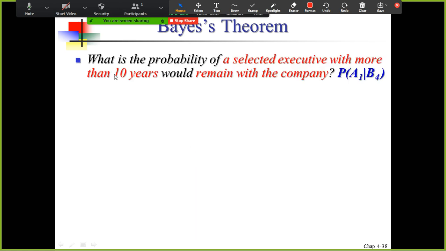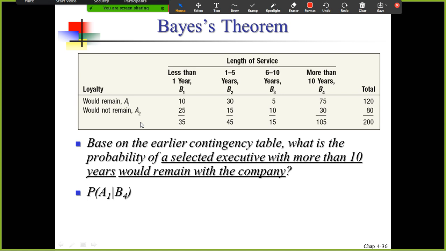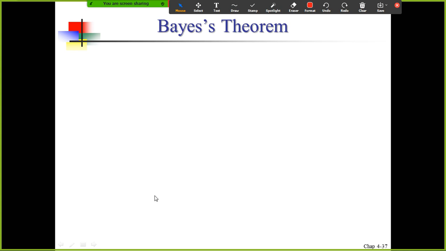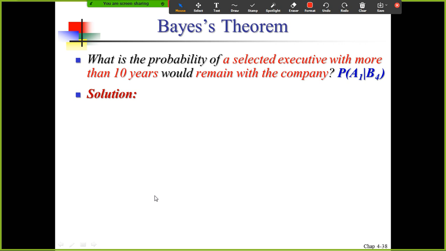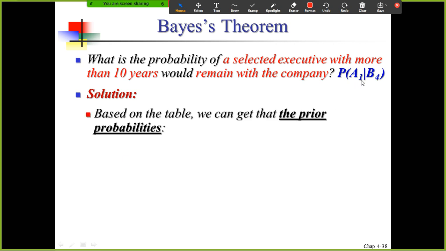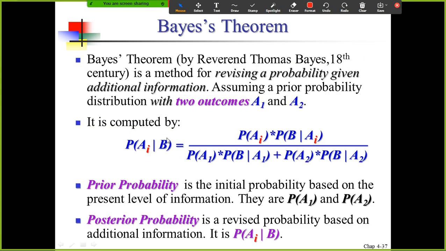Based on this question and this table, what is the probability that a selected executive with more than 10 years would remain with the company? That's why we have this symbol here. Solution. In this case, I put B4. Generally, I don't put B4 in a formula, because B is only one. How about 1, 2, 3, 4?